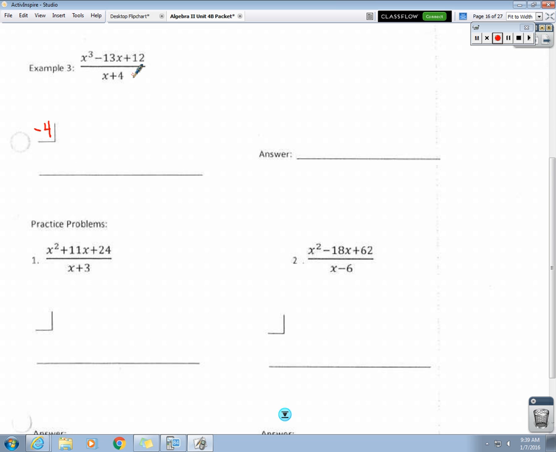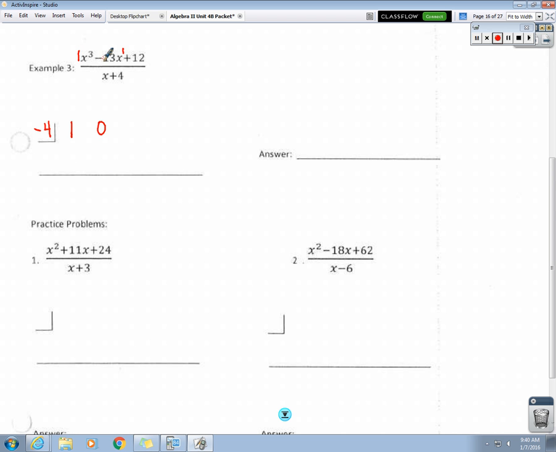Okay, then we have to fill in our top numbers. So what would go first? 1, because that's 1x cubed. Okay, but now we run into a small problem. Look what happens. We jump straight from the x cubed term to the x to the first term. So what does that mean about the x squared term? It must have been 0x squared. So we have to fill in a 0 for that missing x squared term.